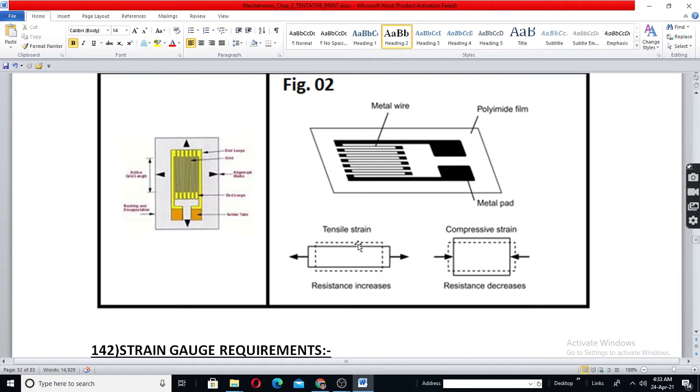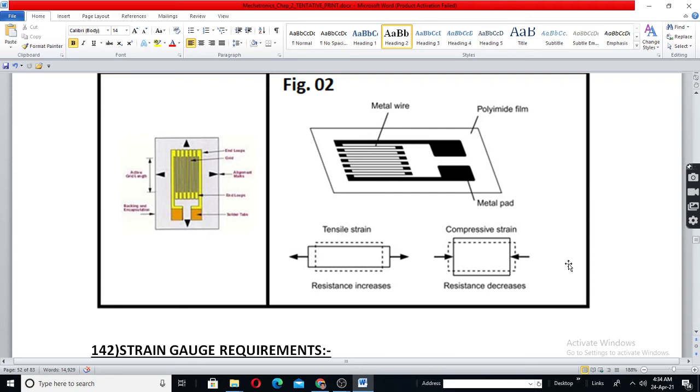See, when you apply tensile force, the resistance between these two points will increase, because there is an increase in length and a decrease in area of cross section. Hence, resistance will increase.